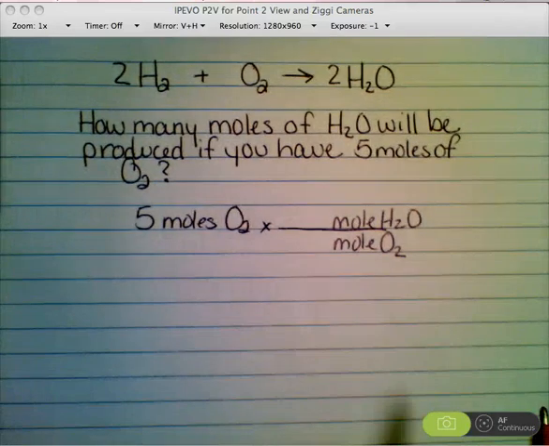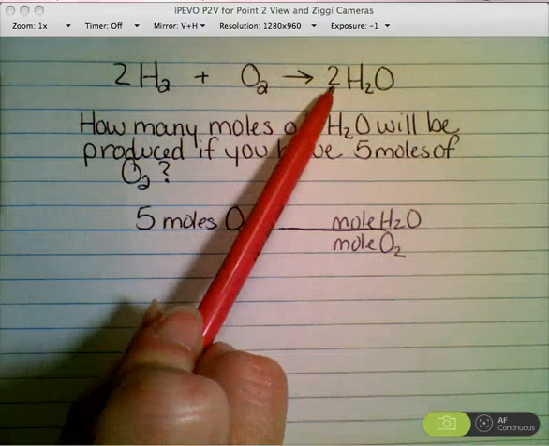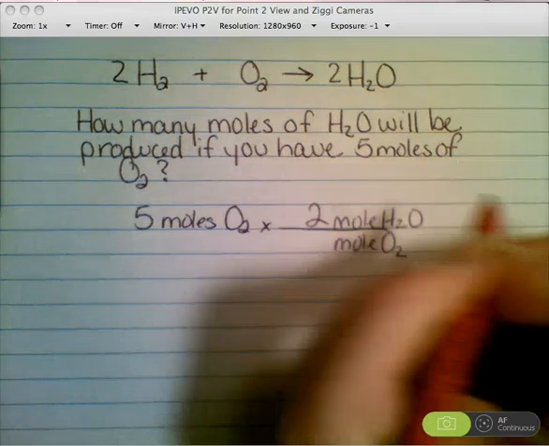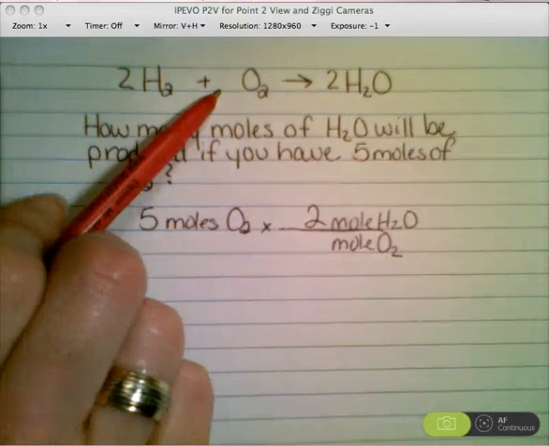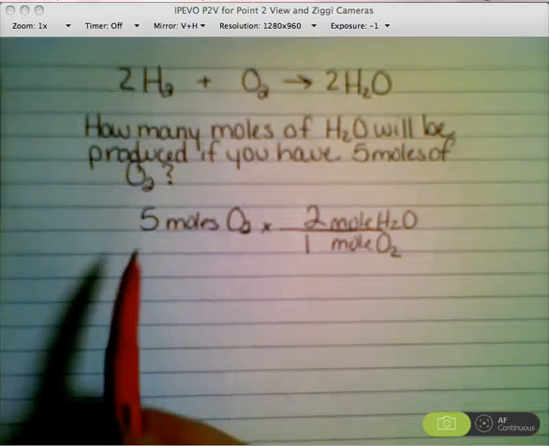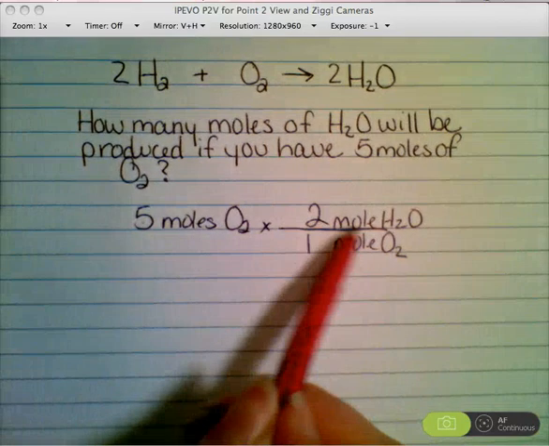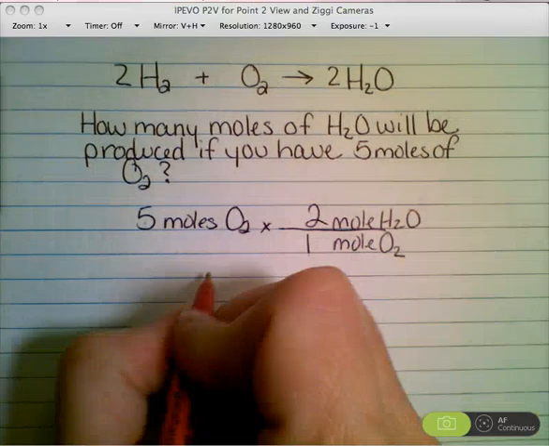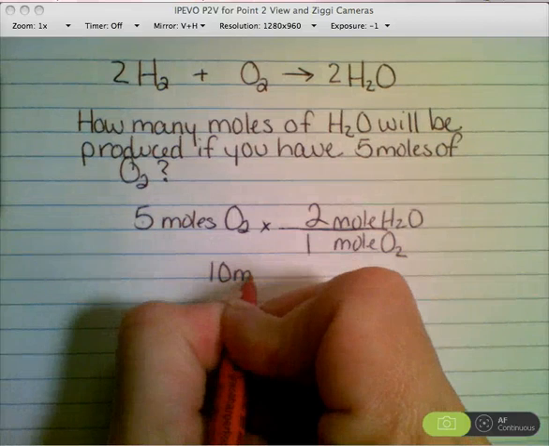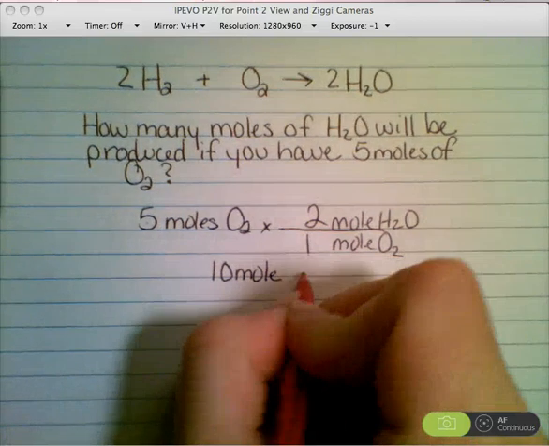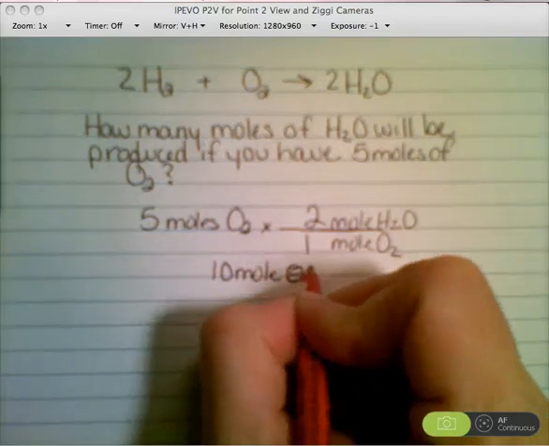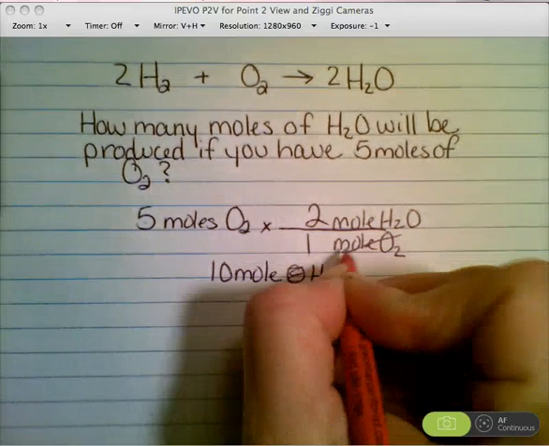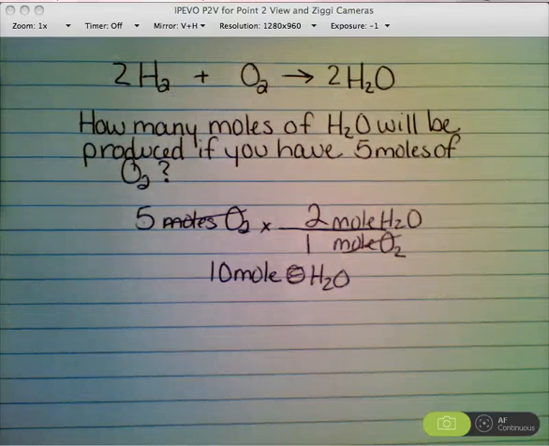So using my equation, how many moles of water do I have? 2 moles. And then moles of oxygen would be 1. So we take 5 times 2 divided by 1, and I get 10 moles. 10 moles of what? 10 moles of H2O, because my oxygens cancel.